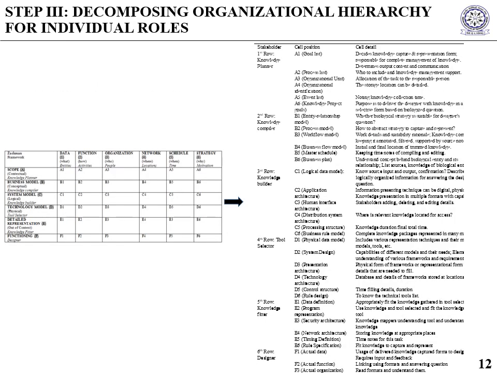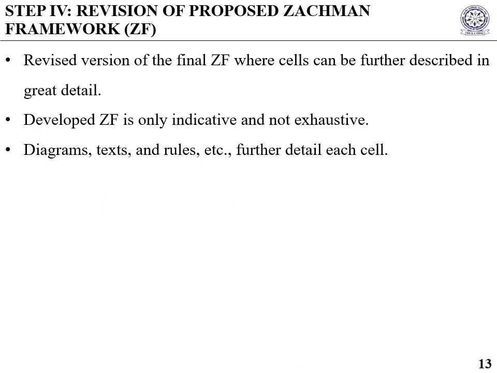So we populate this ZACHMAN framework using the organizational hierarchy for bioinspired design organization. We give the indicative details of each role of the actor. For example, our knowledge planner has got these roles A1, A2, A3, A4, A5, A6, and what are the roles specifically in each cell. So in this way, we can complete this ZACHMAN framework. Step 4 includes the revision of the proposed ZACHMAN framework, where cells can be further described in great detail. Developed ZACHMAN framework is only indicative and it's not exhaustive. Diagrams and text tools can also be used for detailing each cell.